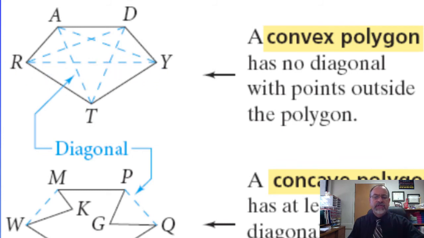But if we look at the definition, a diagonal is simply any line that connects two non-consecutive vertices. Well, R and Y are not consecutive vertices, so this line that connects them would be considered a diagonal. And then you have R and T, but that would be a side, those would be consecutive. So you draw all those, and then you go to the next vertex and draw all those and all those. And so you look at all these diagonals, and if none of these diagonals end up outside of the polygon in any place, that's what makes a convex polygon. None of the diagonals end up outside.